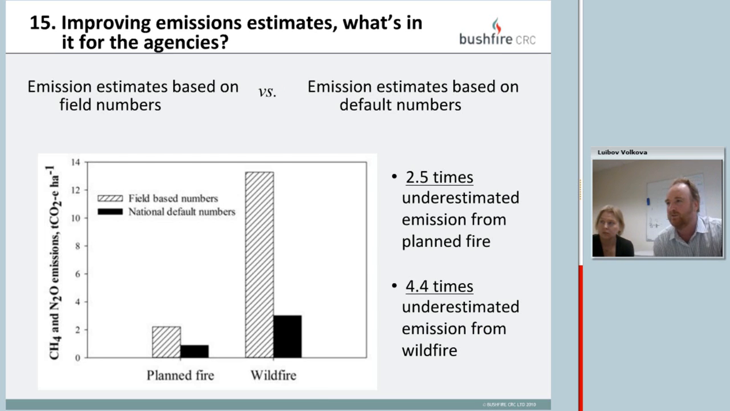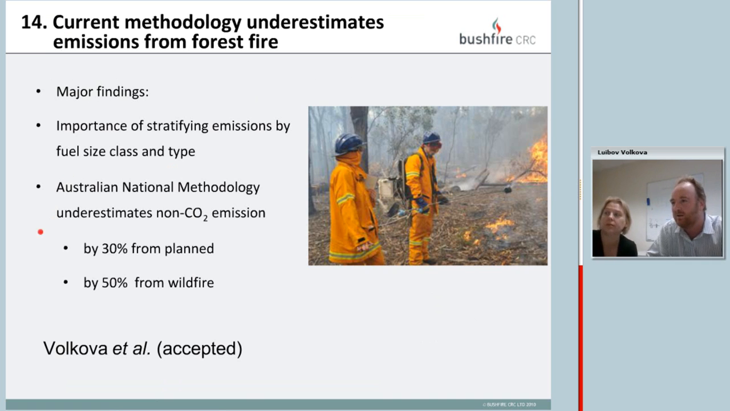So in terms of the agencies, it means that the estimates for planned fire need to be revised up a little bit, but not nearly as much as the revisions that are required for the wildfire situation. Here are the numbers: the Australian National Methodology underestimates non-CO2 emissions, which is principally nitrous oxide and methane, by 30% from planned fires and by 50% from wildfires.